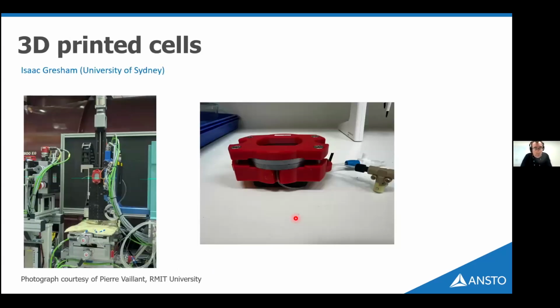Another innovation from Isaac Gresham, who's a research fellow at the University of Sydney, is he's been 3D printing his own solid liquid cells, which you can see here. And this is one of the things that we sort of highlighted in the review is that 3D printing has really come into its own, and you can certainly find a lot of 3D printed devices. So it's a very useful technology for making things quickly, which is really good.